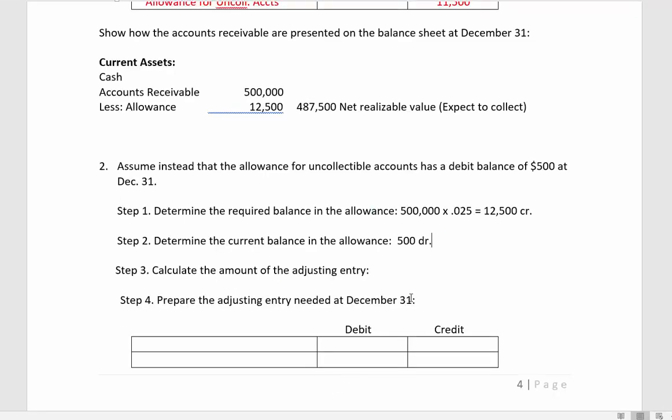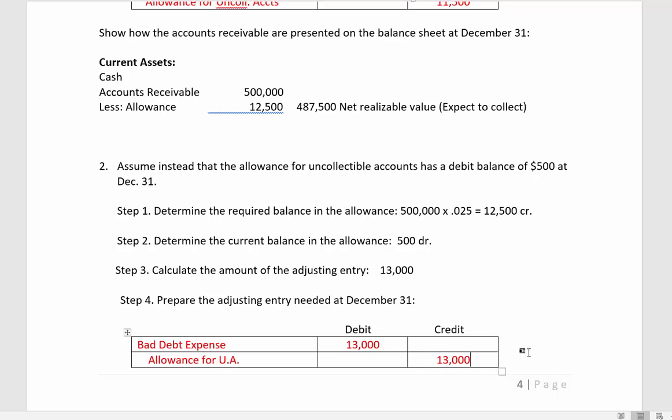All right, so let's go back here. So our adjusting entry has to be $13,000. Our entry is going to be the same as before, bad debt expense. Remember, the entry is always the same. The amount is the thing that we have to figure out. 13,000, and then we're going to credit the allowance. And our allowance is 13,000.